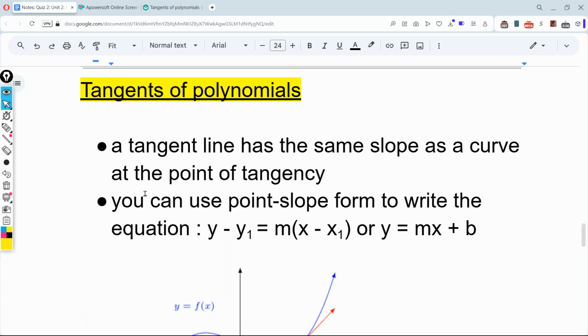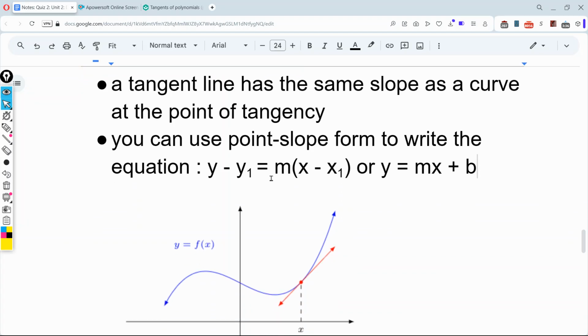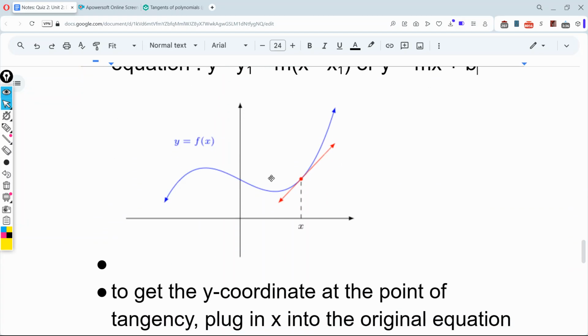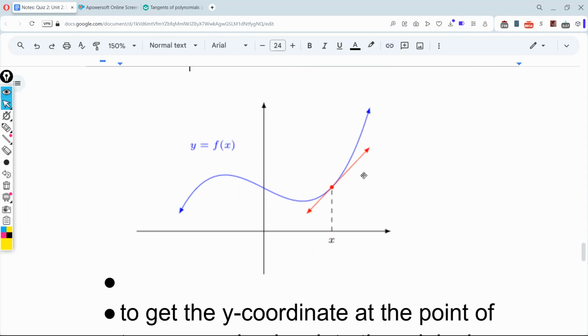All right, so a tangent line has the same slope as a curve at the point of tangency. So if you draw a tangent line to the curve, you can see right here, at this point, the curve and this tangent line have the same slope. That's the idea behind the tangent line.